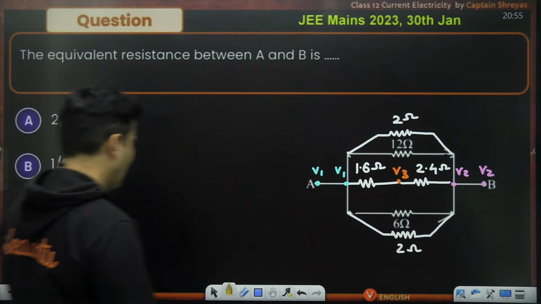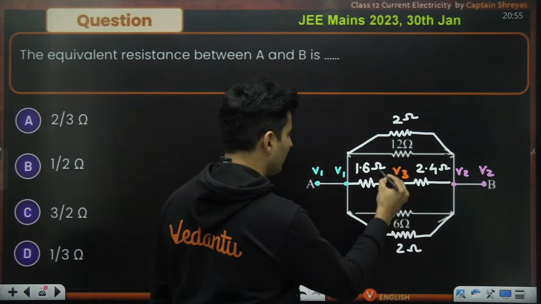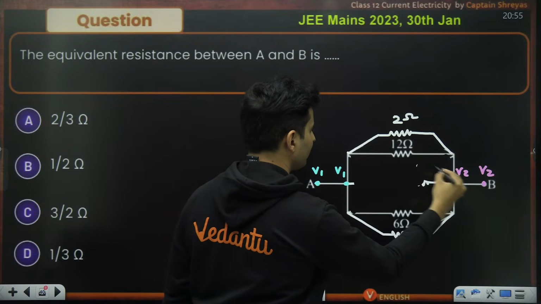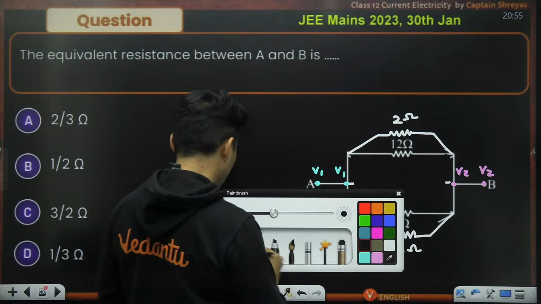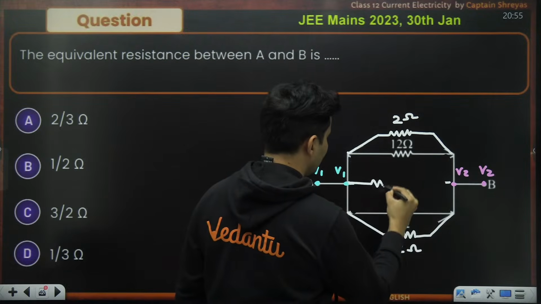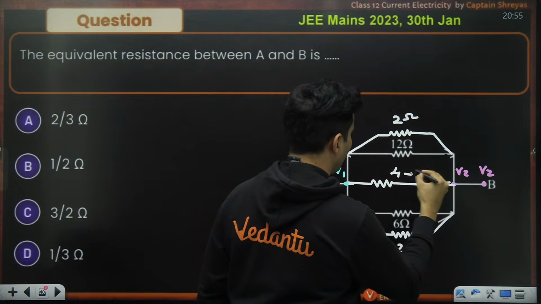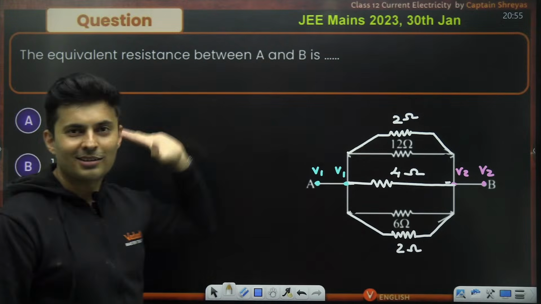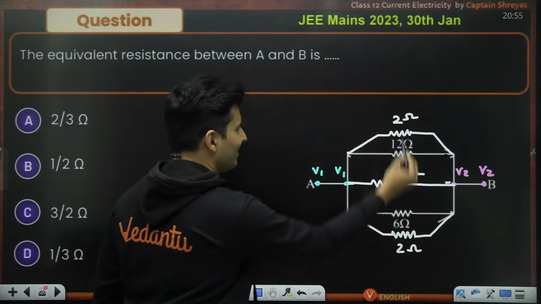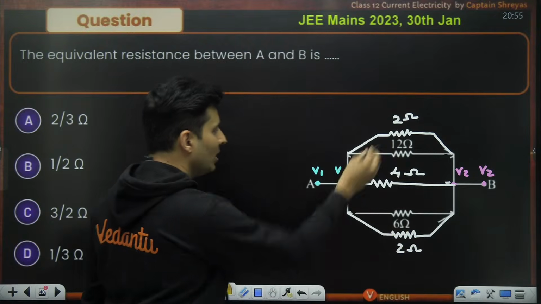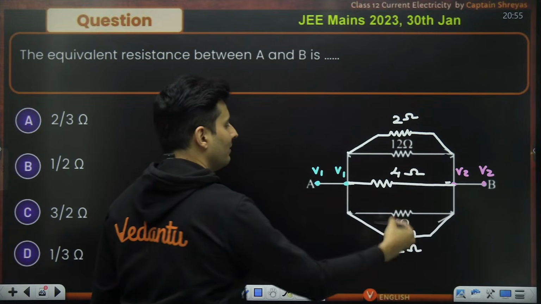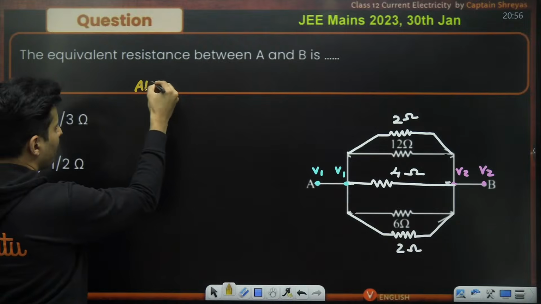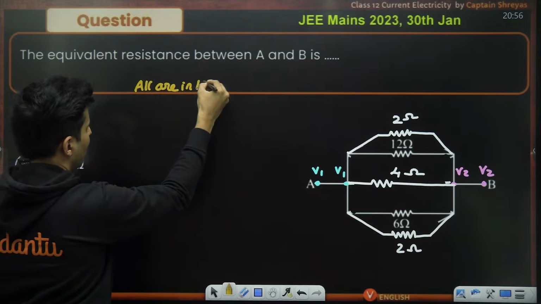Awesome. So I don't need these two resistors anymore. And I can just say I have just a single 4 ohm resistor. Now all of them are in parallel. Can you see 2, 12, 4, 6, 2, same voltage V1, V2? All of them are in parallel. Can you see that? Now all are in parallel.